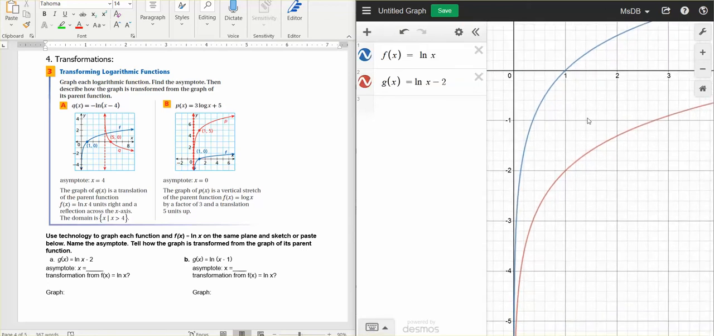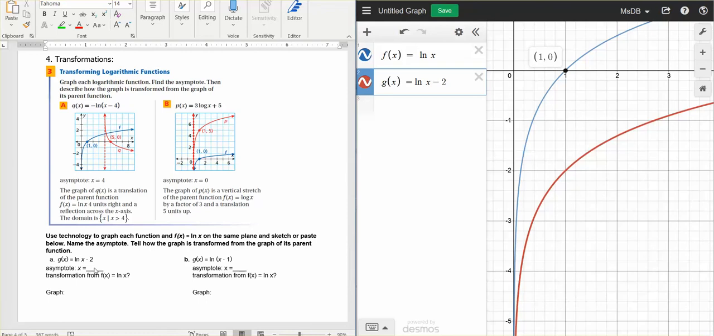It's easier for me to see it. Okay, so I can see what's happening here. It's still increasing. It has not been reflected over the x-axis, but it's translated. And I can tell from the equation that it went down 2. So look here, this was at (1, 0), and this is at (1, negative 2). So I can see that from 0 to negative 2, it moved down 2 units.